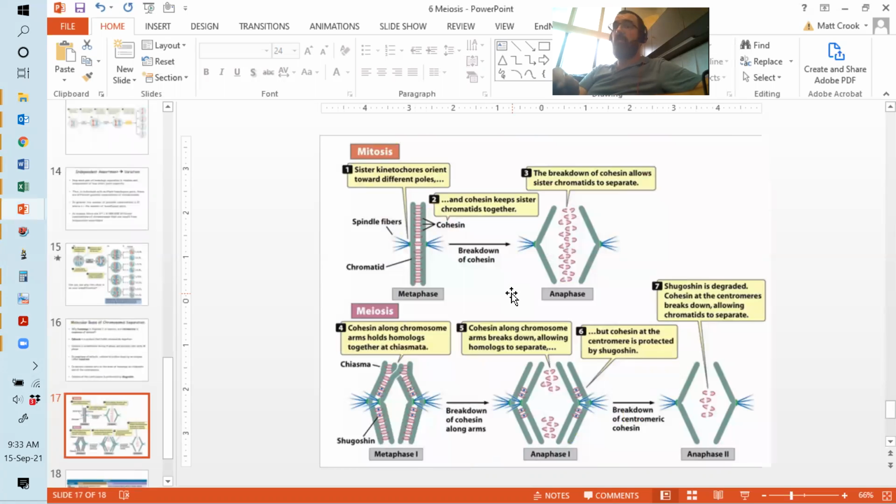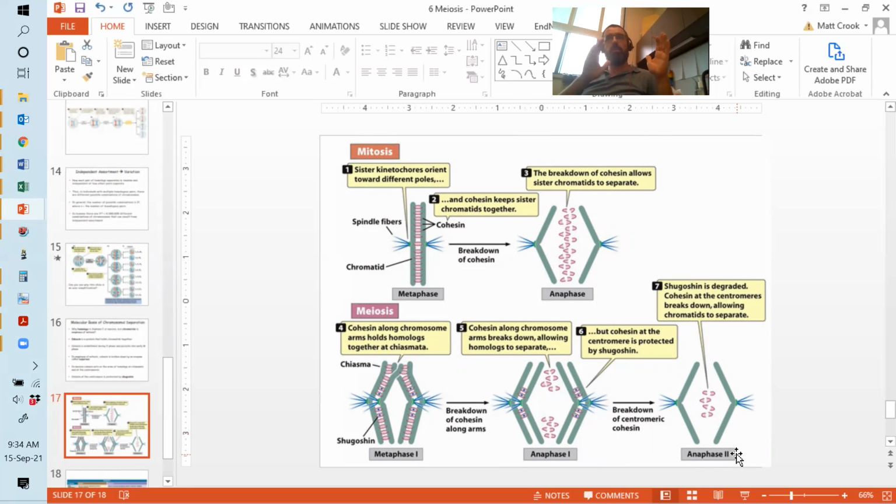And this is very different from mitosis. In mitosis, again, you have cohesin all the way along, but all of it is destroyed by separase. In meiosis, only the cohesin on the arms, out where you would have crossing over, is degraded, and so that allows those chromatids to stay stuck together. It's only in anaphase 2 of meiosis 2 where Shugoshin is degraded and then that cohesin breaks down. That allows those chromatids to separate.